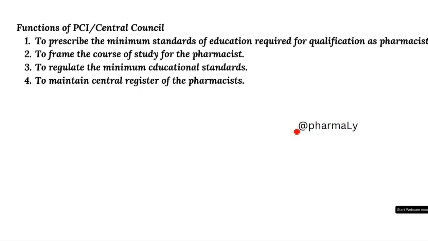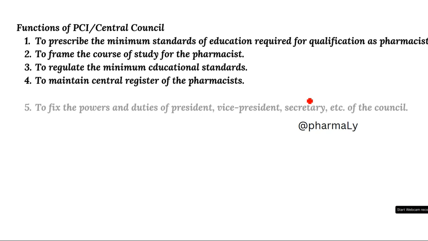Then we have to maintain the central register of pharmacists. All the registered pharmacist lists are to be carried out in 2024. These are the lists of people who are registered pharmacists, got the license and are qualified in this state and another. So they should have a central register and a record of it.